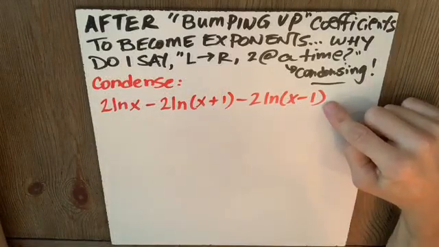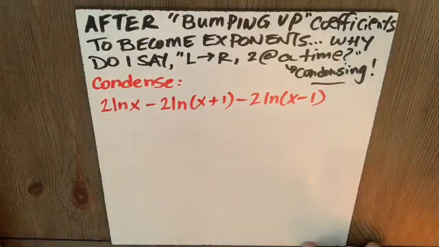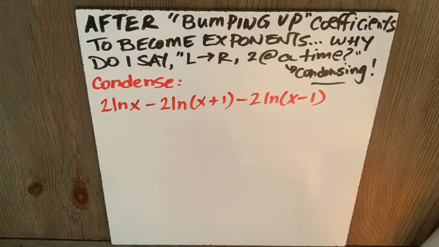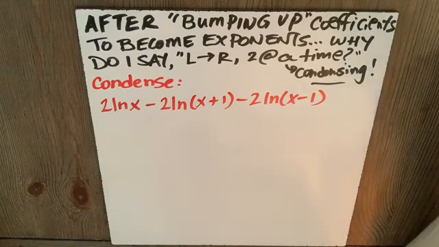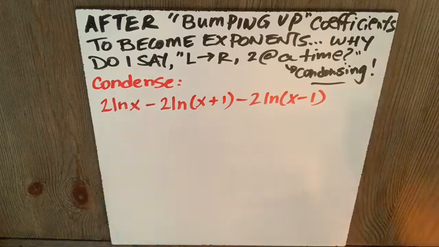This is the expression I just got in blue ink at the bottom of my last board. I expanded that original expression out into 3 different logarithmic terms. Now I'm asked to condense it. I should get back what I started with. This is exactly why I tell you, go 2 at a time and go left to right. First take care of your exponents, then go 2 at a time and go left to right.